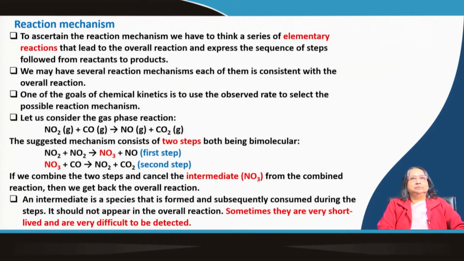Now, I told you that the reaction mechanism is very important to know. It is also under the scope of chemical kinetics. To ascertain the reaction mechanism, as I already discussed in the previous lecture, we have to know the elementary reactions, we have to propose or write them. We have to think of a series of elementary reactions, because most reactions do not occur in a single step.